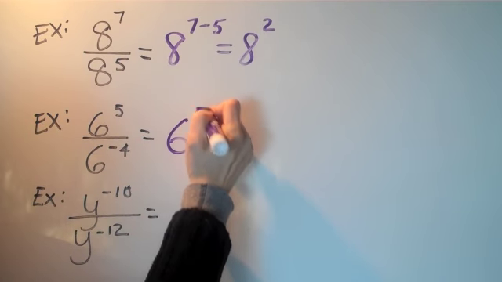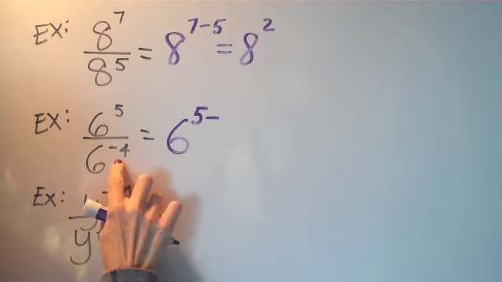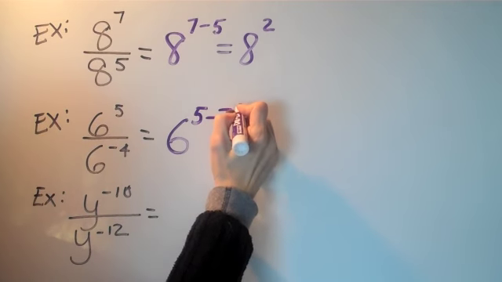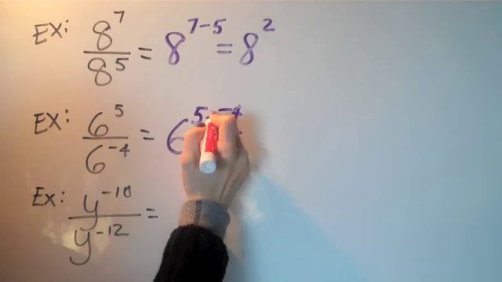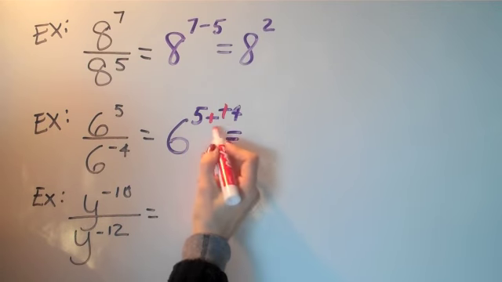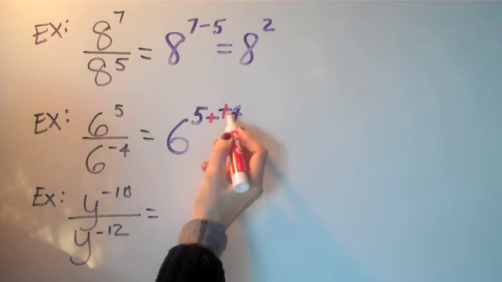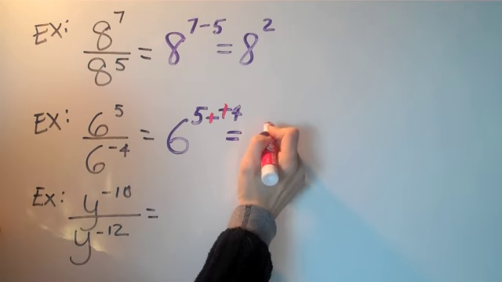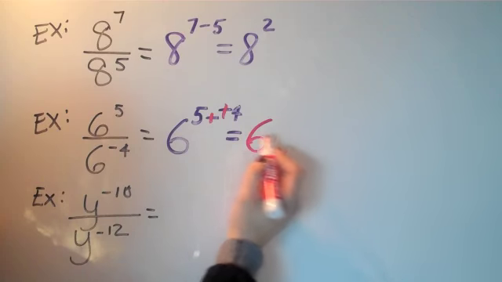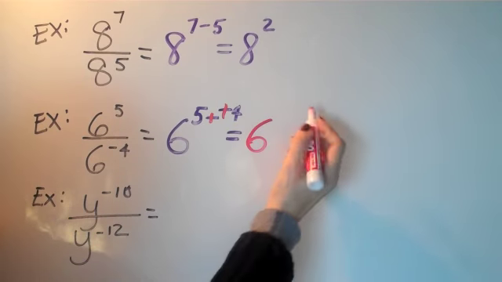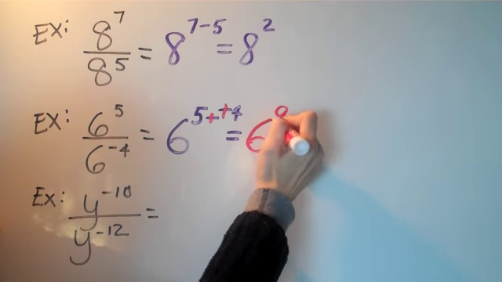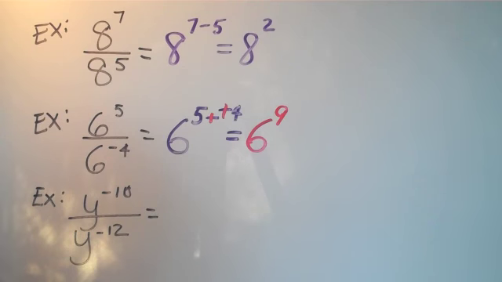This becomes 5 minus a negative 4. You have to remember your integer rules. And if you do that, you'll remember that these become plus signs because you're subtracting a negative. And so it becomes 6 to the 5 plus 4, right? And 5 plus 4 is 9, so it's 6 to the 9th power.